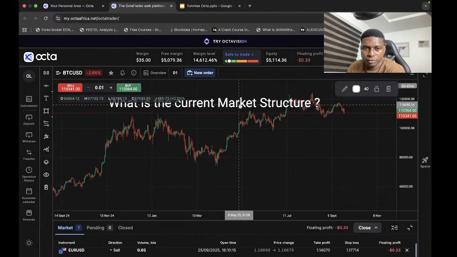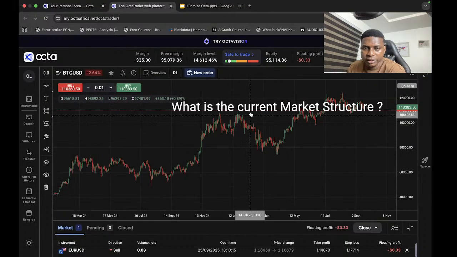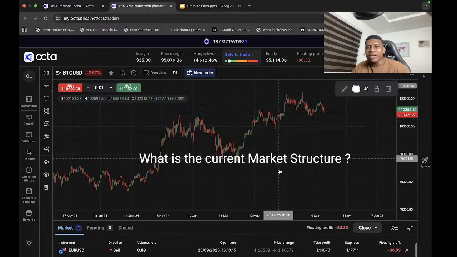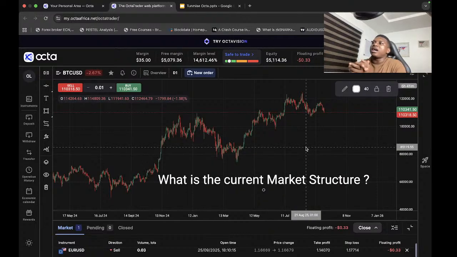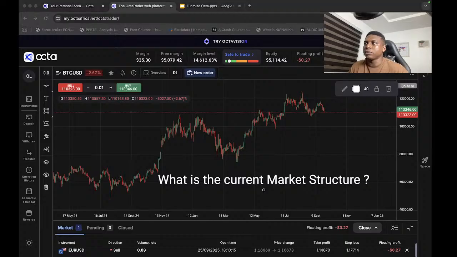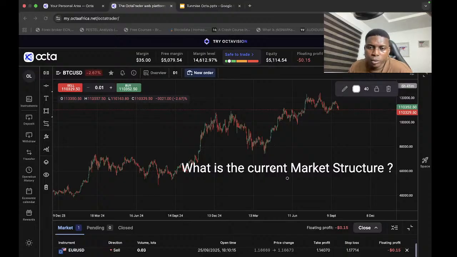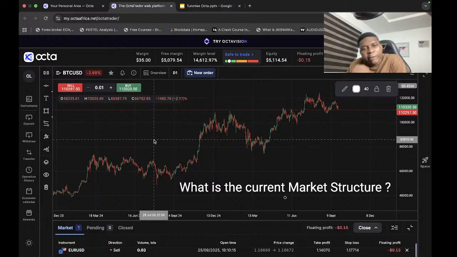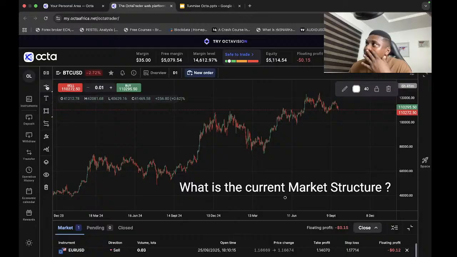What is the current market structure? This is a very important question. Before analyzing the market, this is a question you should ask yourself. What is the current market structure? And how do we know the current market structure? We can do that by using the horizontal line to map out levels of support and resistance.